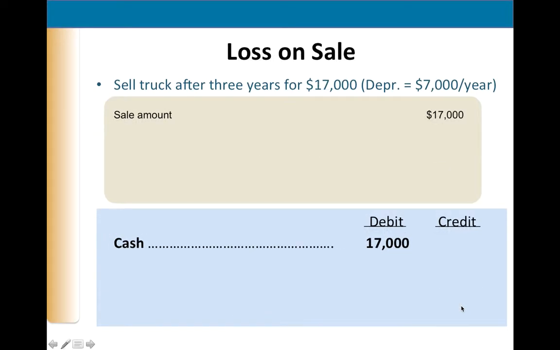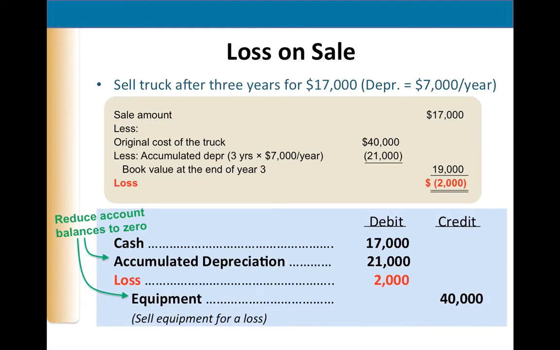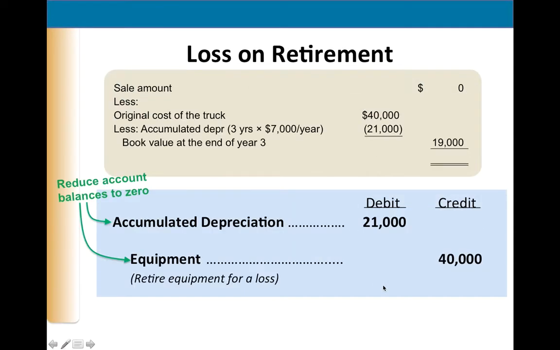Guys, a different scenario here. Everything is the same, but now cash is 17,000. Again, what's the book value? 19, but how much were you able to get in cash? 17. So you have a loss because you're missing a debit amount. It's a loss.